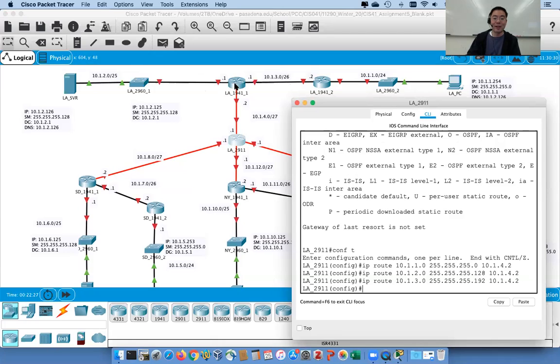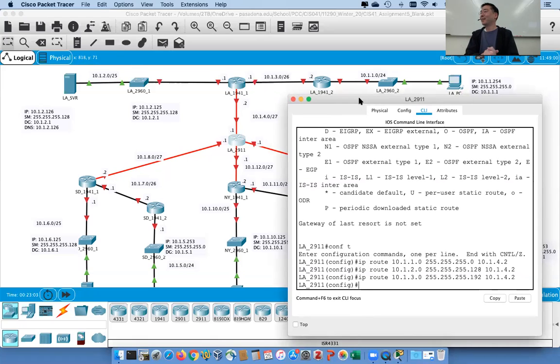Okay, so likewise, this LA router is going to be routing for all these other networks. Next hop IP is 10.1.4.1. The one exception here is to get from here to the 10.1.11 network. That exception is right here. The next hop IP to get to this network is 10.1.3.2. Okay.